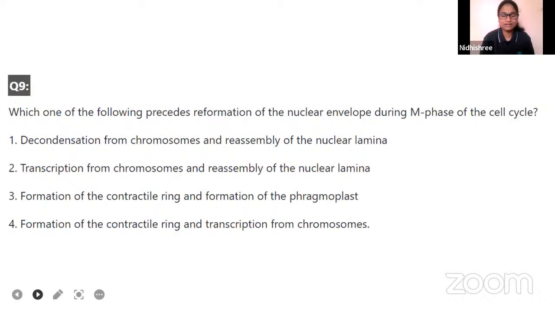Next question, very interesting question. Which one of the following precedes reformation of nuclear envelope during M phase of the cell cycle? M phase, mitotic phase. Reformation of nuclear envelope or nuclear membrane. Option A, decondensation from chromosome and reassembly of nuclear lamina, transcription from chromosome and reassembly of nuclear lamina, formation of contractile ring and formation of phragmoplast, formation of contractile ring and transcription from chromosomes. They are asking which one of the following precedes reformation of nuclear envelope.